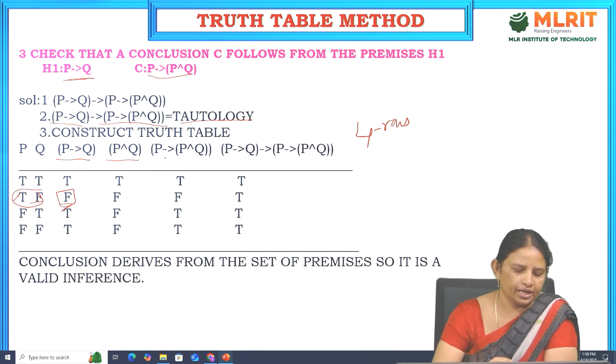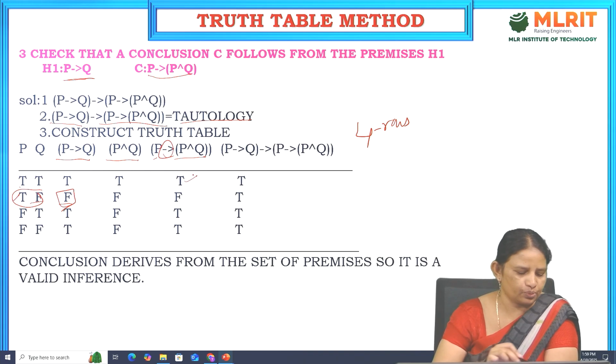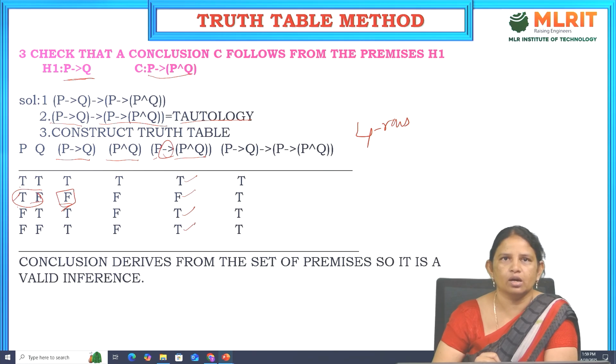Next, P implies P and Q. Take the conclusion, P implies P and Q. We know what P and Q is. For these two statements, we need to apply the implication. P implies P and Q. True, then true. It returns true. Then true, false is false. False, false is true. Then false, false is true. This is the implication.